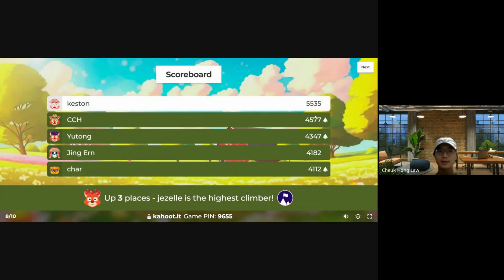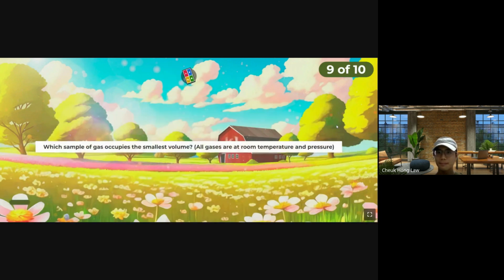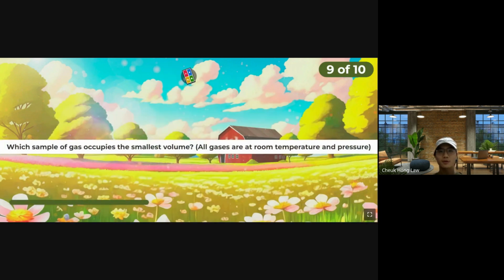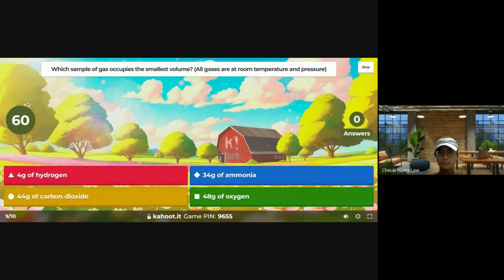Okay, Gaston still in the lead, and then CCH is climbing up. Which sample of gas occupies the smallest volume? Oh, you guys are answering very fast.